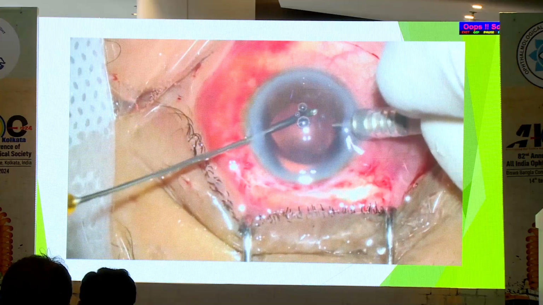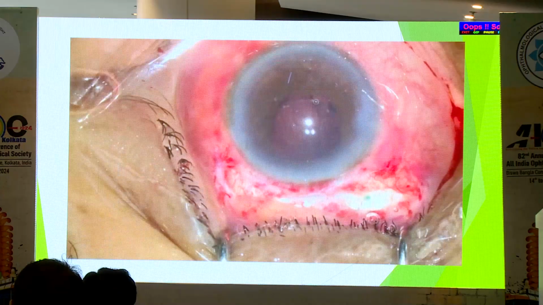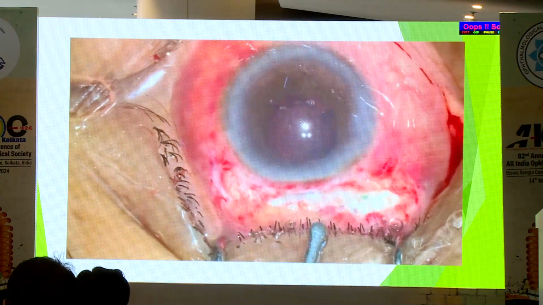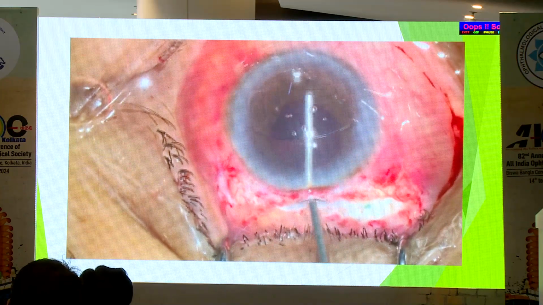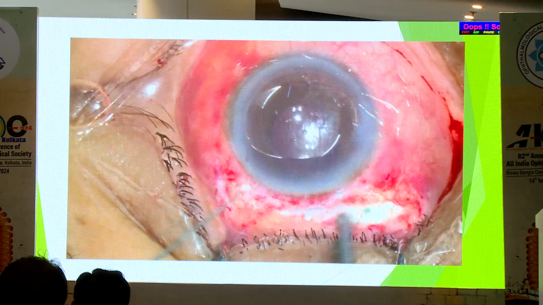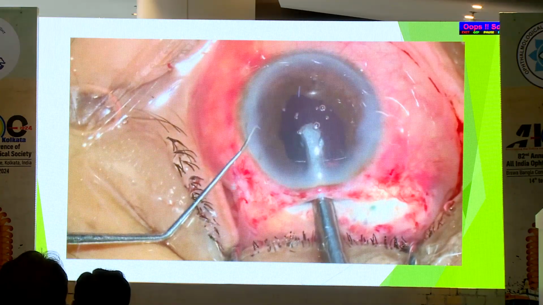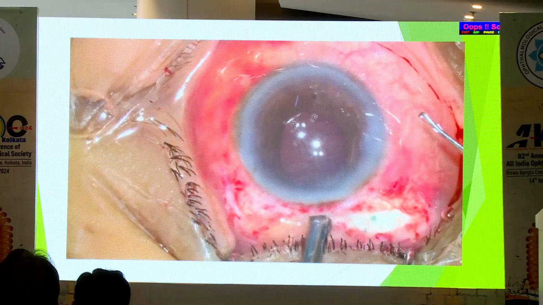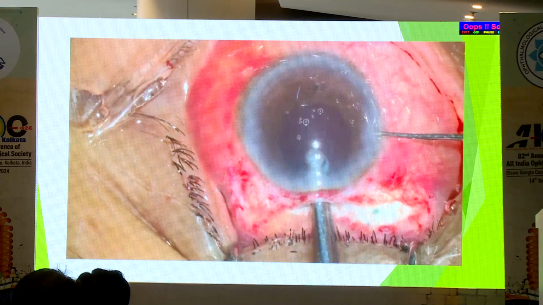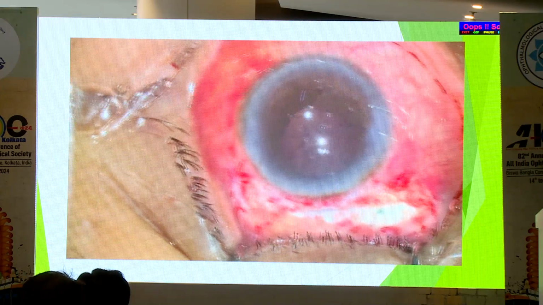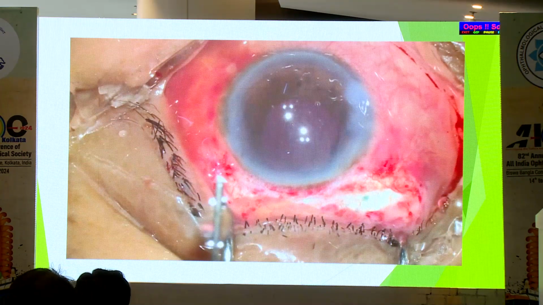And with this iris repositor, you make sure that your iris is free from any vitreous tag. You can see a round circular pupil. Even if you don't have triamcinolone at that time, you can make sure that there is no tag. With this iris repositor, you can swipe all around the iris, below the iris and above the iris, at the pupillary margin. So we have a good round pupil. Thank you.